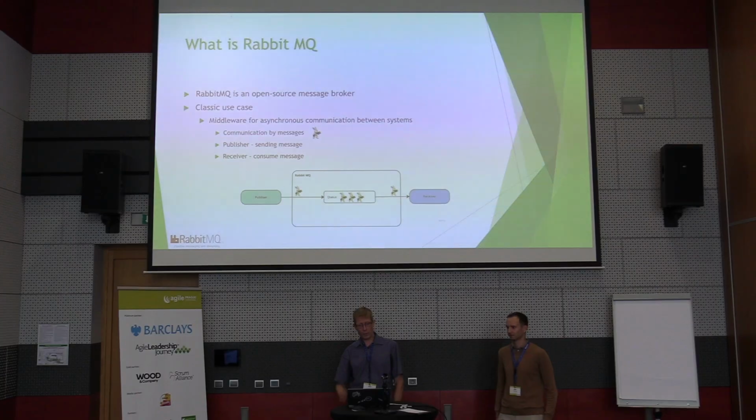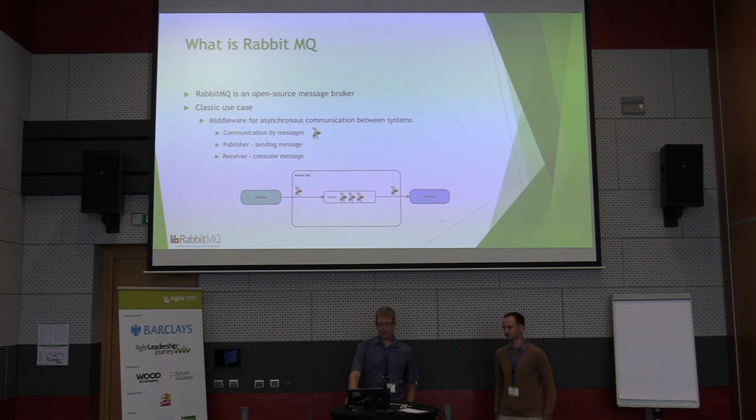So what is RabbitMQ? RabbitMQ is a system for asynchronous communication between systems. It's open source middleware, and a classic use case for this system is that there is a publisher which sends a message to RabbitMQ. RabbitMQ stores the message in a queue, and another system like a receiver receives or consumes the message.